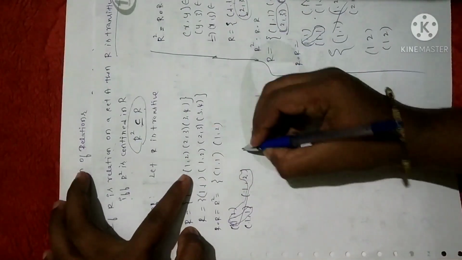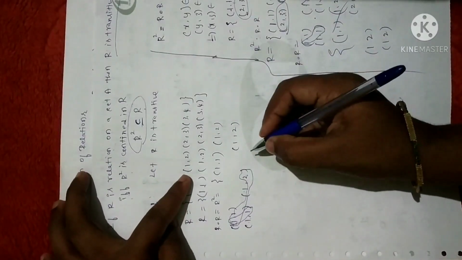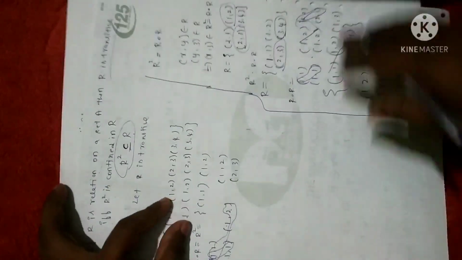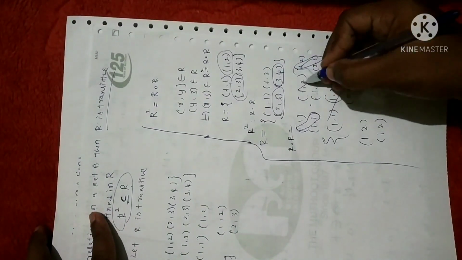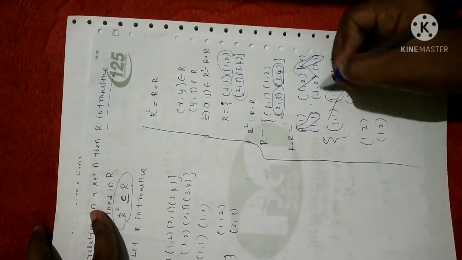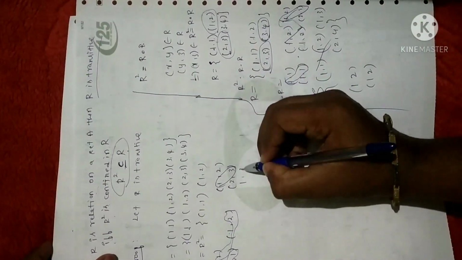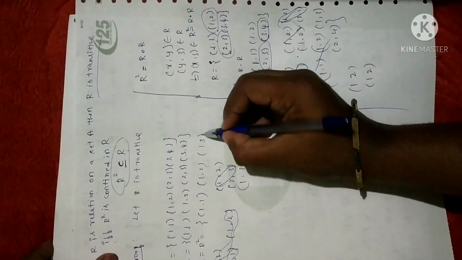Right? Now let me take (1,2). Fine. I have to choose (2,3). Why? Because continuation should be there. But here I have not taken (2,1); the element 2 is not taken. So with (1,2) and (2,3), I have to write (1,3) in R square.